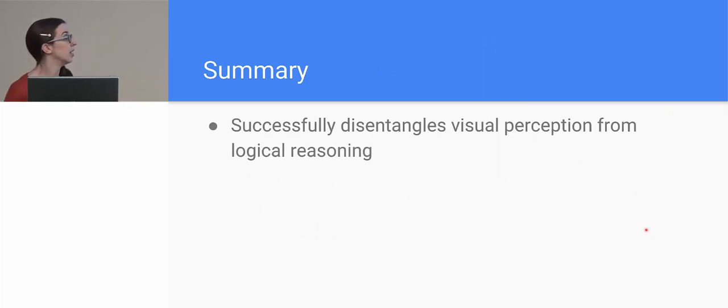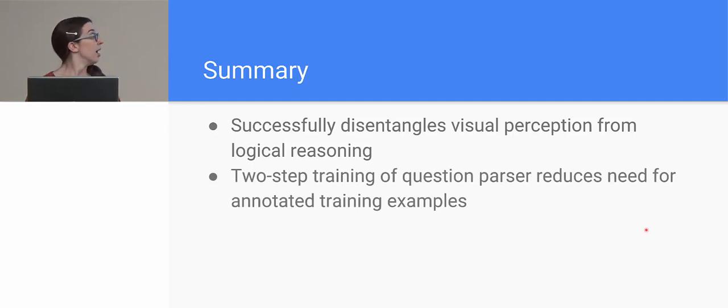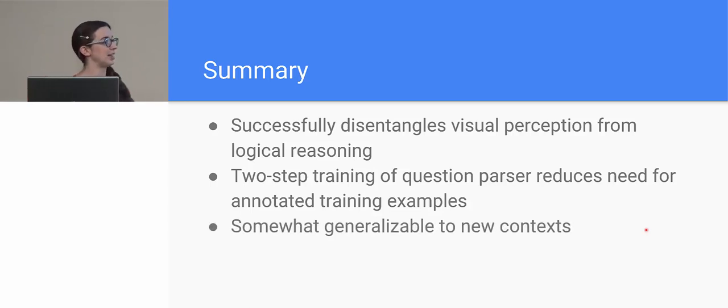So, in summary, their architecture does successfully disentangle the visual perception from the logical reasoning by modeling and training separately. And then their two-step process of doing the supervised training with the annotated examples and then the reinforcement training with the question-answer pairs greatly reduces the number of annotated or question-program pairs that we need, and those are the expensive ones. So that's also a success. And then as we can see from the additional experiments, the architecture and the training process is pretty generalizable to new contexts.